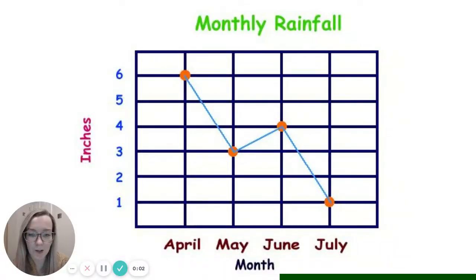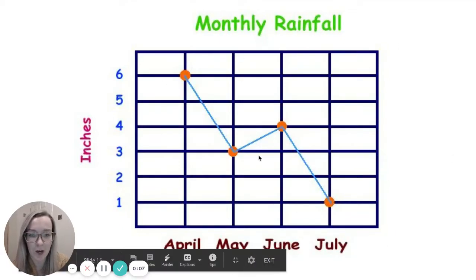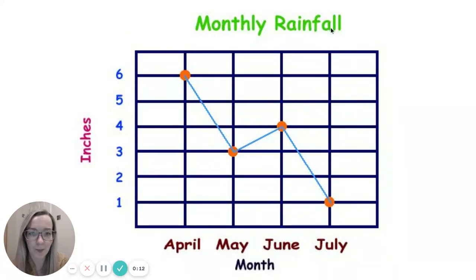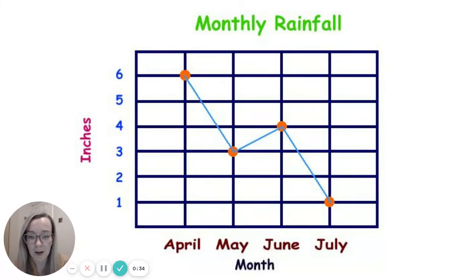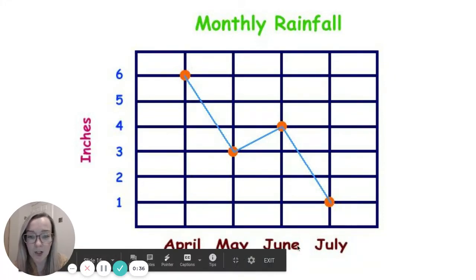Okay, so now that we understand what a line graph is used for, we're going to have a look at one here and see if we can make sense of it. So we can see from our title that this line graph is telling us about the monthly rainfall. We don't know where, but we know that it is the weather and the kind of weather that we are looking at. We can see from our y-axis that this is measuring the inches of rain that fell in the month. And from our x-axis, we can see that we are recording the months in which the rain fell.